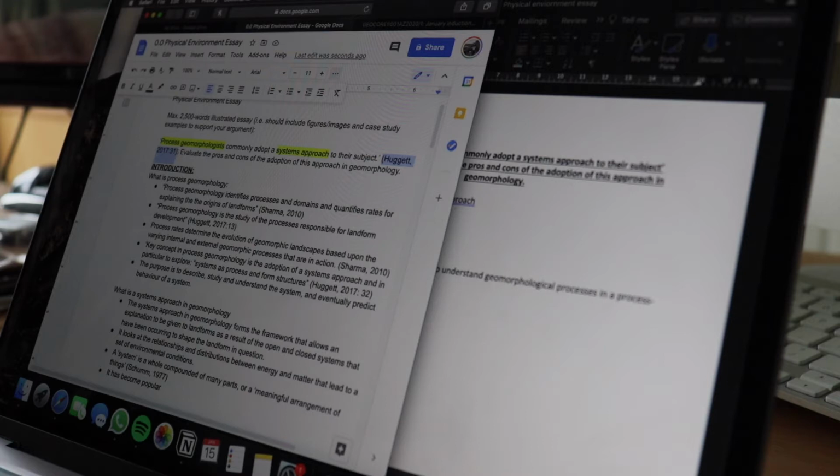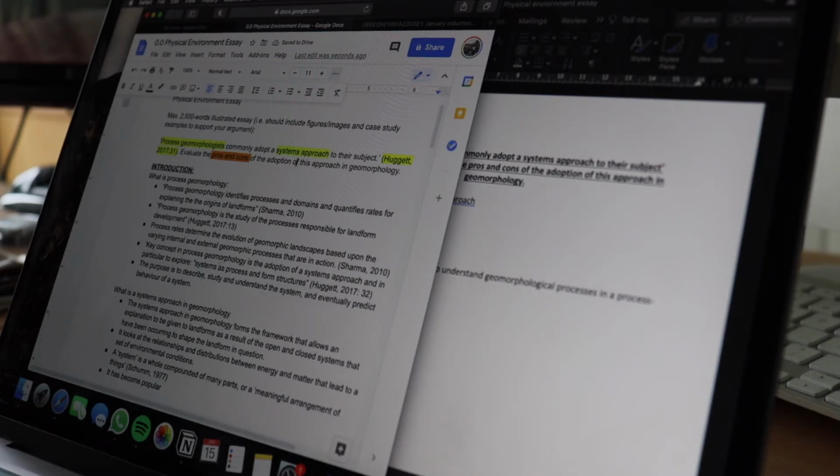This is the reference. We use Harvard referencing at Hope. I'd have to find this book and kind of read around it. And then what the question's actually asking me to do is evaluate the pros and cons. So that is another, I'm going to do that in a slightly different colour because it's not in my introduction.